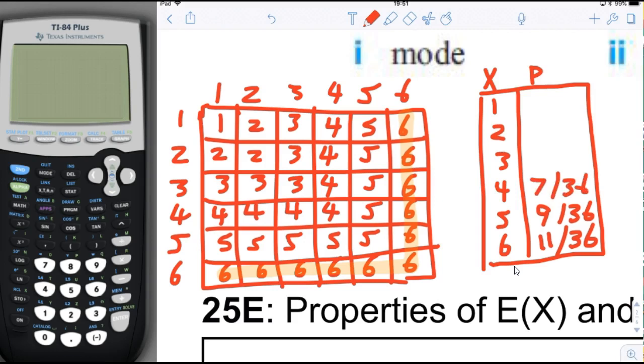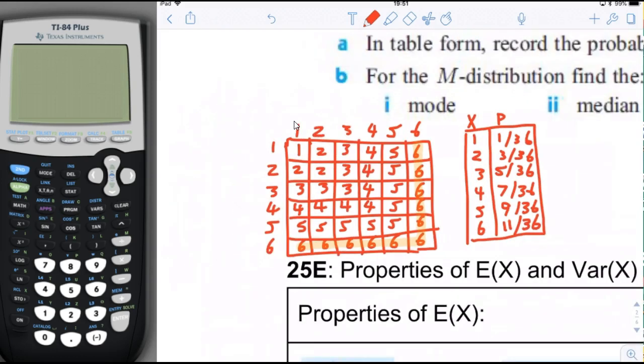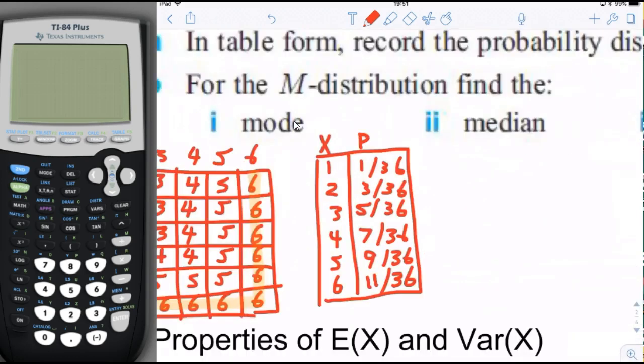See what I'm doing here? So when I count the 3s, I count 1, 2, 3, 4, 5. So it would be 5 out of 36. And for the 2s, it would be 3 out of 36. And for the 1s, it would be 1 out of 36. So there's the table that they wanted. They wanted a table which shows the probability distribution of m. Let me change this. It's not x, that's m, right?